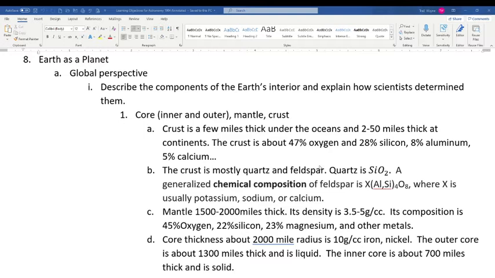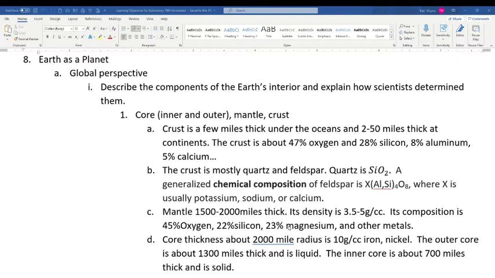The mantle's a little denser than that. It varies between 3.5 and 5 grams per cubic centimeter. It's got similar composition. You can look, it's 45% oxygen, 22% silicon, 23% magnesium, and then there's other metals. So it's got about the same amount of oxygen, a little less silicon, and a little more magnesium, which is a little denser metal. And then there are other metals in there.